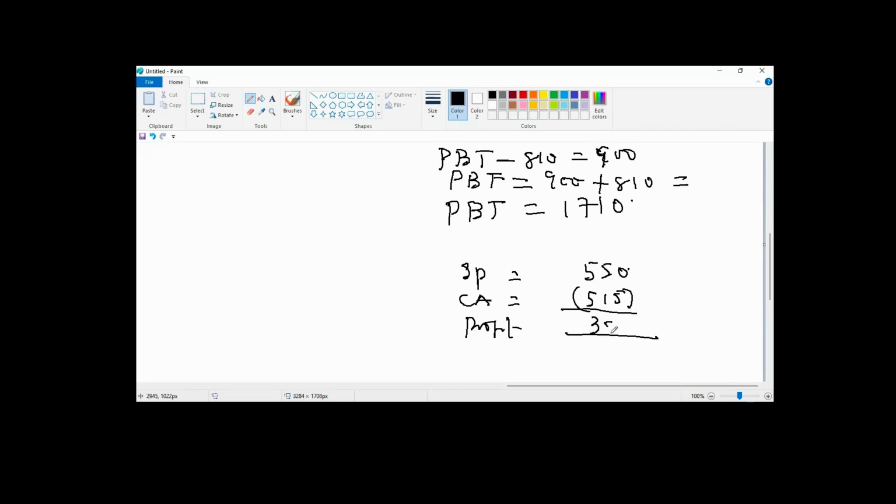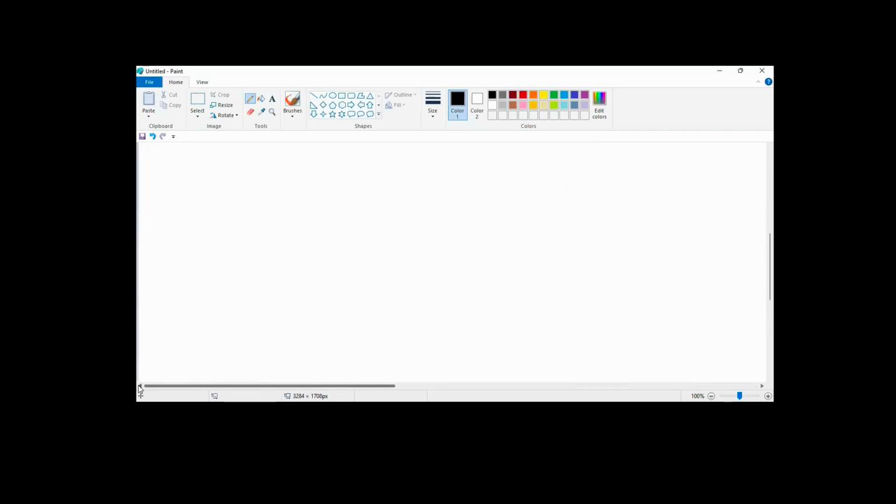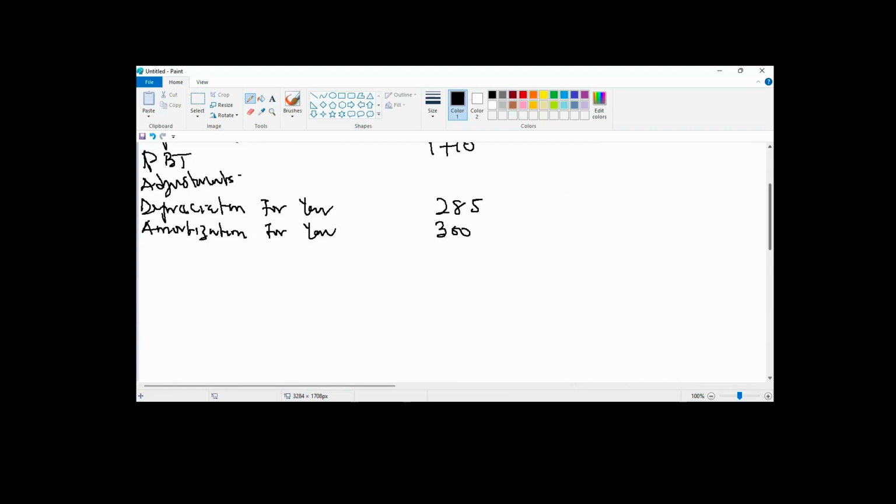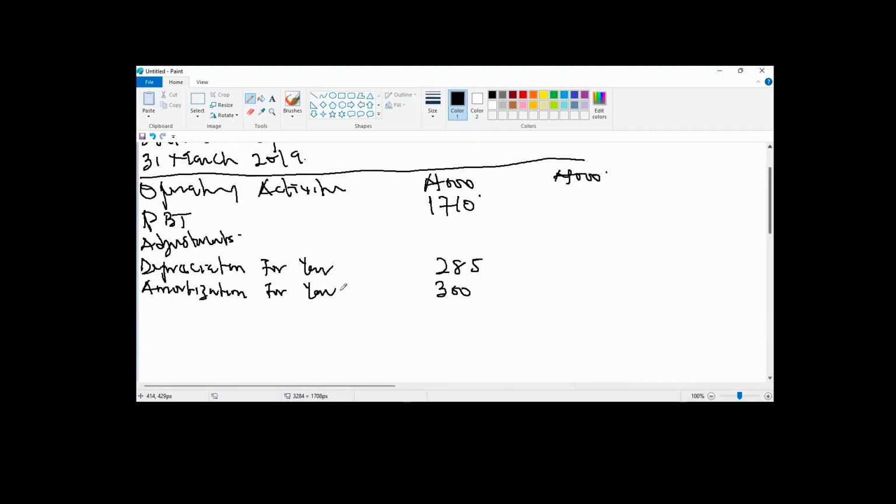Don't forget, if it is profit, I will deduct. But if it is loss, I will add. I will now go there and say profit on disposal of PPE.